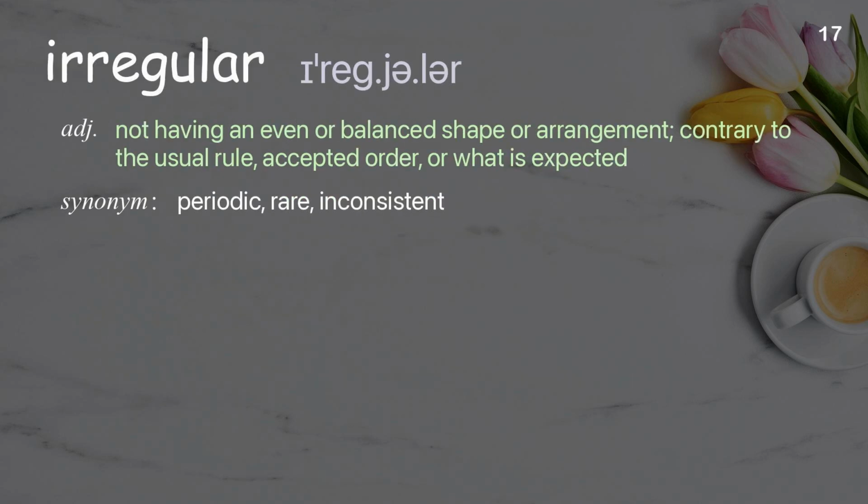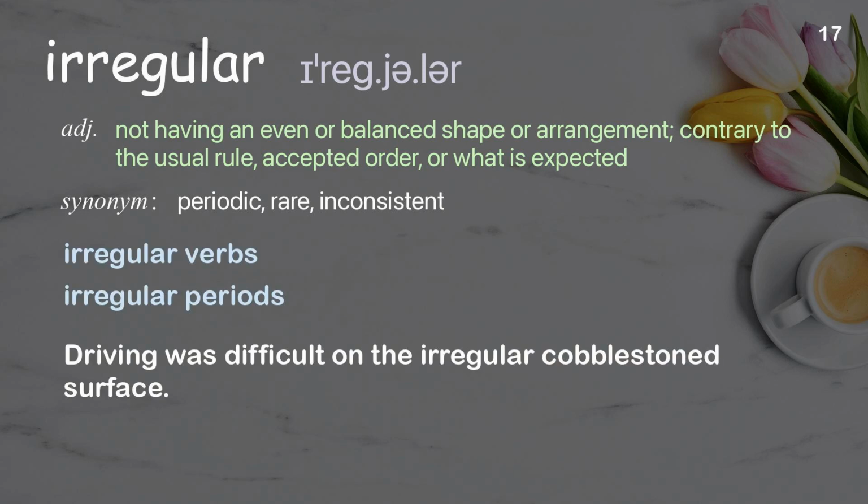Irregular. Not having an even or balanced shape or arrangement; contrary to the usual rule, accepted order, or what is expected. Examples: Irregular verbs. Irregular periods. Driving was difficult on the irregular cobblestone surface.